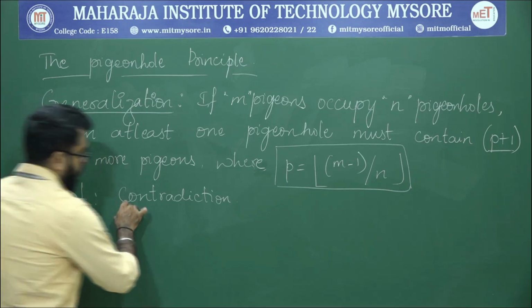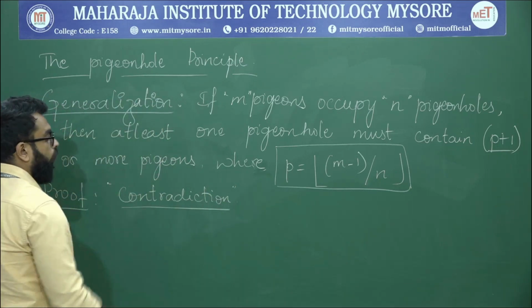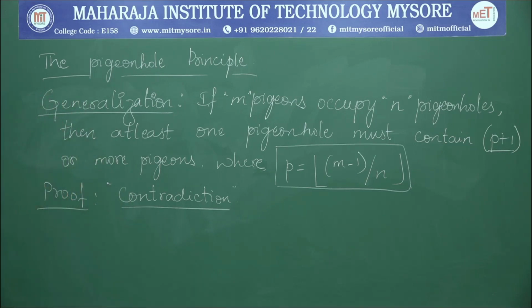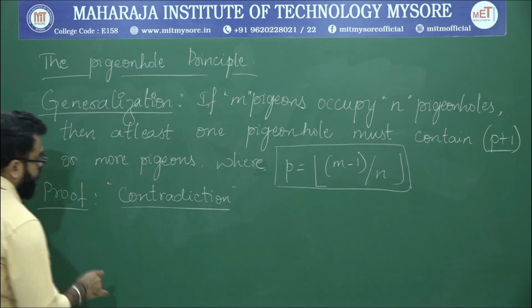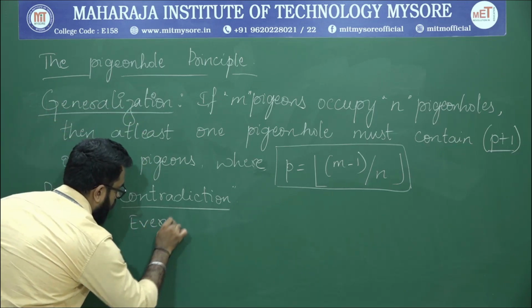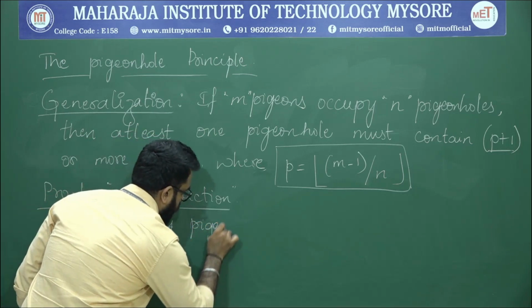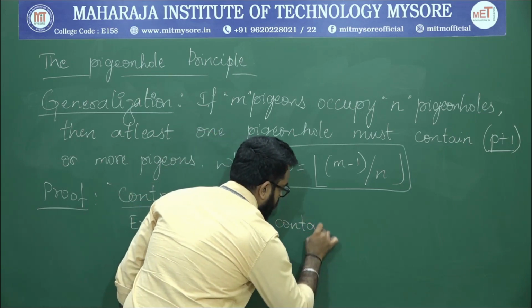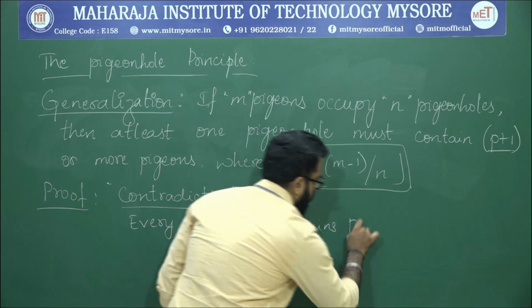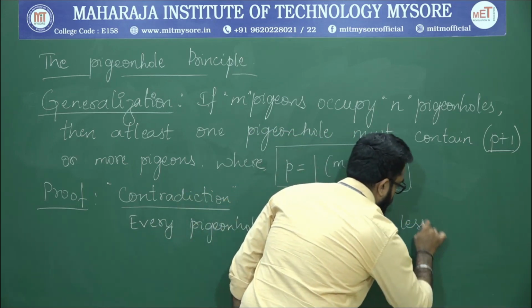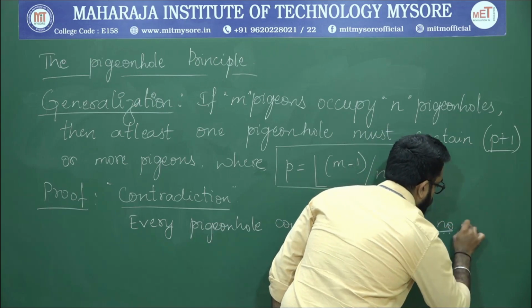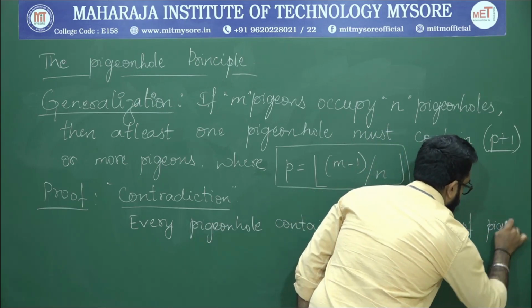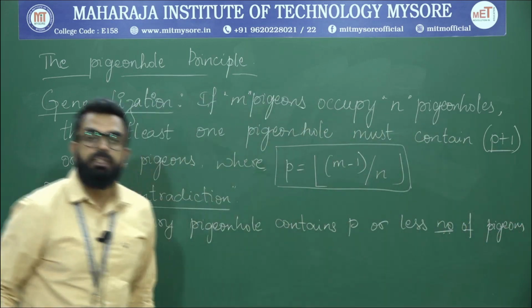By contradiction, what we mean is every pigeonhole contains p or fewer pigeons in it. Clear?